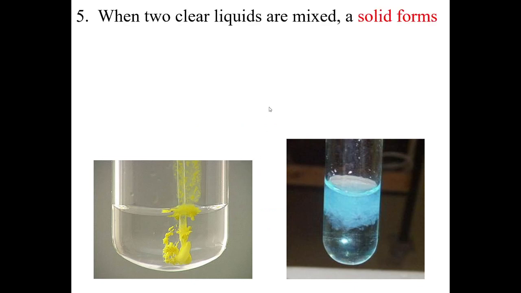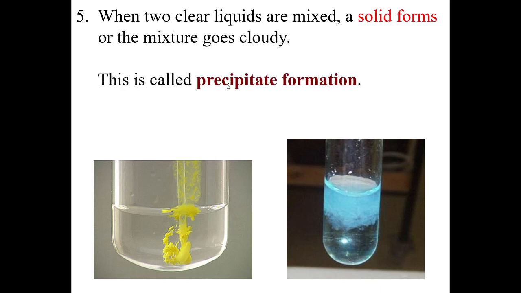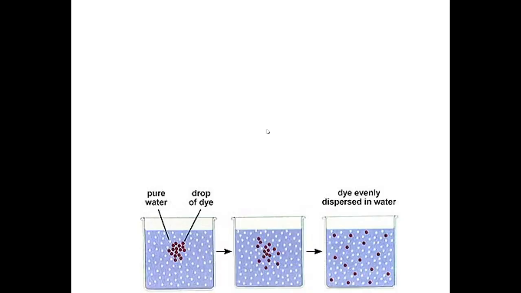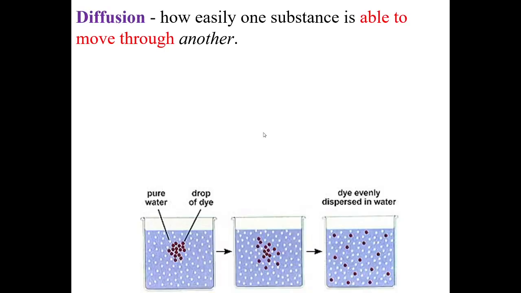Okay, when two clear liquids are mixed and a solid forms, this is a sign as well of a chemical change. Or if that mixture goes cloudy, that's called a precipitate, which you guys know about from the last unit. If you get a precipitate, if you get that solution turning cloudy, you've got a chemical change. That is a clear sign of it.